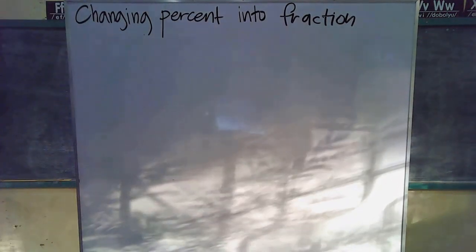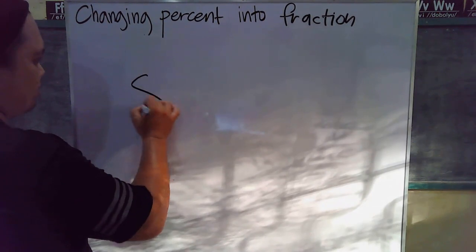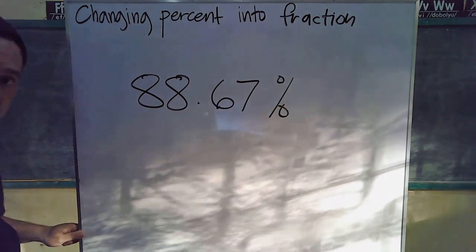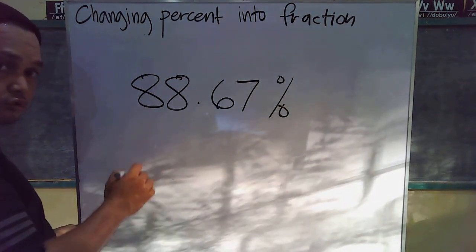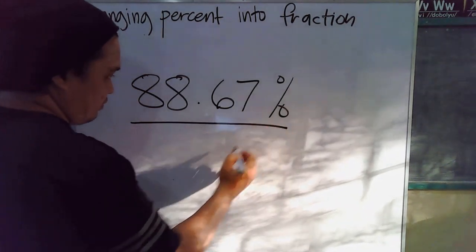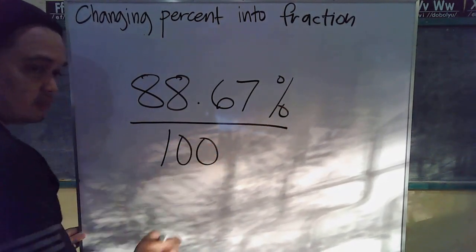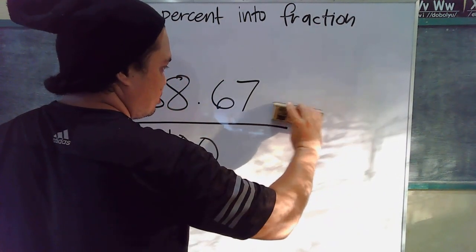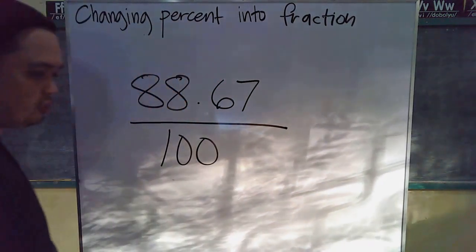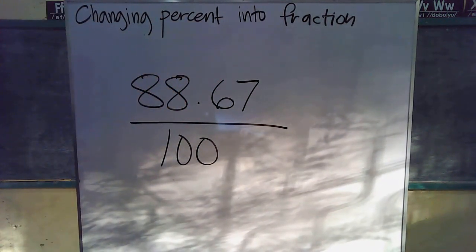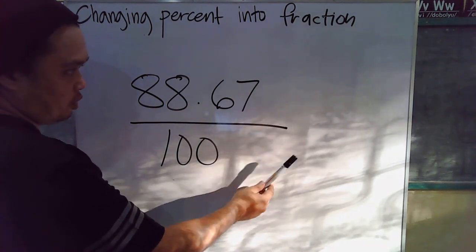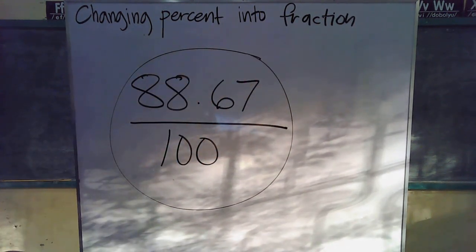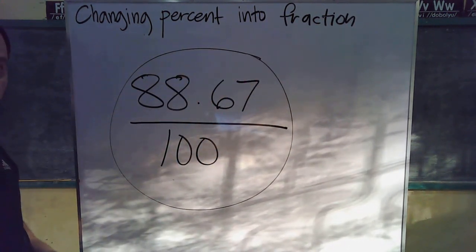Okay, so let's have one last example of changing percent into fraction. How about if we have 88.67%? Okay, we want to change this into fraction, so let's have a denominator of 100 and erase the percent sign or symbol. Change the fraction into lowest term if possible. Here, we can no longer change them into lowest term. So this will be our answer. Okay, so it is 88.67 over 100. That will be our fraction.